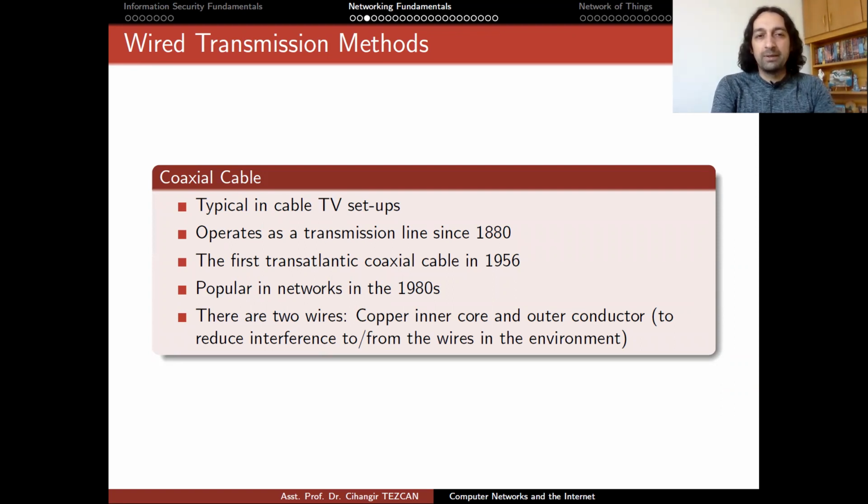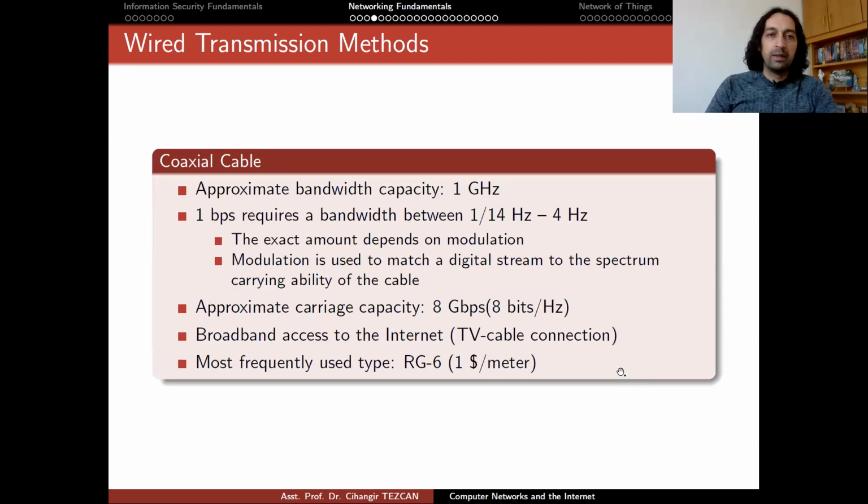This is typical in cable TV setups, and it has operated as a transmission line since 1880. The first transatlantic coaxial cable was laid in 1956, and it became popular in networks in the 1980s. There are two wires, a copper inner core and an outer conductor, to reduce the interference from wires in the environment. The approximate bandwidth capacity is 1 gigahertz. One bit per second requires a bandwidth between 1/4 hertz and 4 hertz. The exact amount depends on modulation.